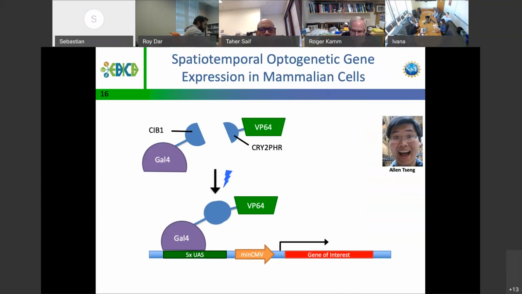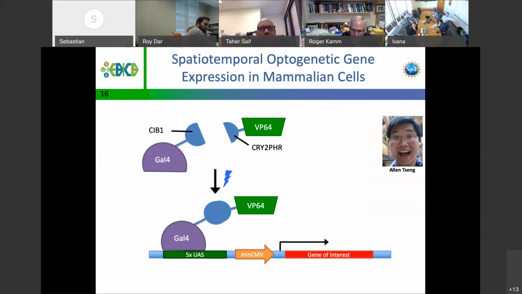So when you have light, the two light dimerizable domains dimerize, and then GAL4 can recruit VP64 to an engineered promoter. This promoter is engineered using a minimal CMV promoter with upstream DNA binding sites for GAL4, in this case 5 engineered binding sites. That promoter is driving expression of MK8.